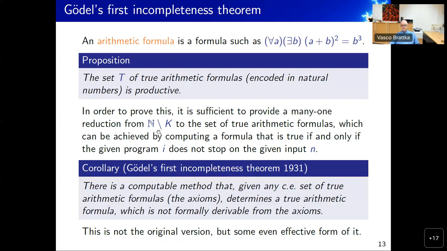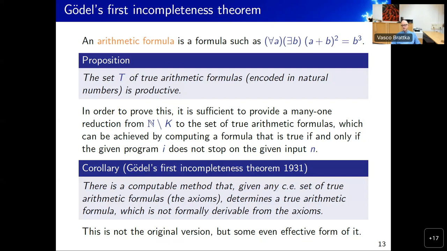And if you can manufacture such a formula in a computable way, then you have a reduction from the complement of K to the set of true arithmetic formulas. And that immediately gives you this version of Gödel's first incompleteness theorem. Namely, there is a computable method that, given any CE set of true arithmetic formulas, which we think of as our axioms, determines a true arithmetic formula which is not formally derivable from the axioms. So whatever the axiom system is, if it's computably enumerable, it will be incomplete.